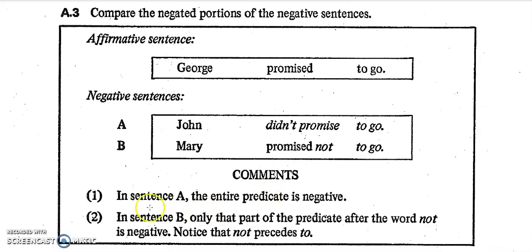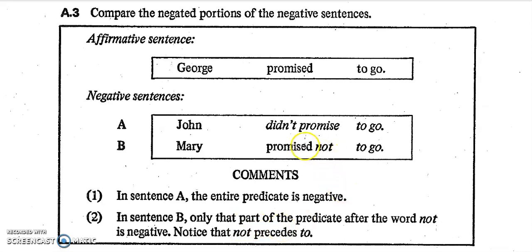Okay. So here, on the comments, the first one, in sentence A, the entire predicate is negative. Jadi predicate itu maksudnya kata kerjanya, verbnya. Here, so promise to go is negated by didn't, the entire predicate. And then meanwhile, in sentence B, only that part of the predicate after the word not is negative. Notice that not precedes to.